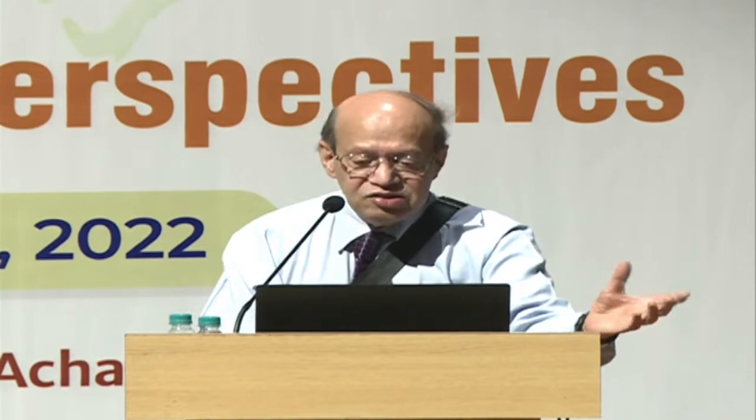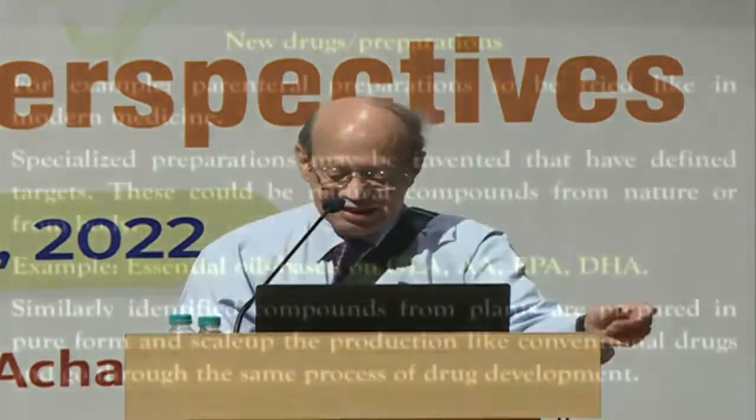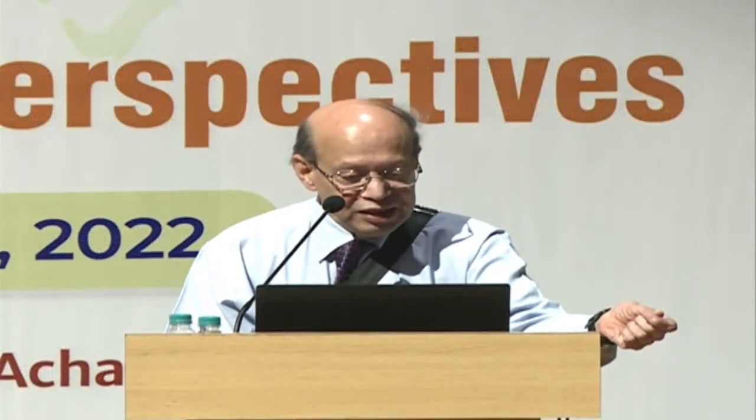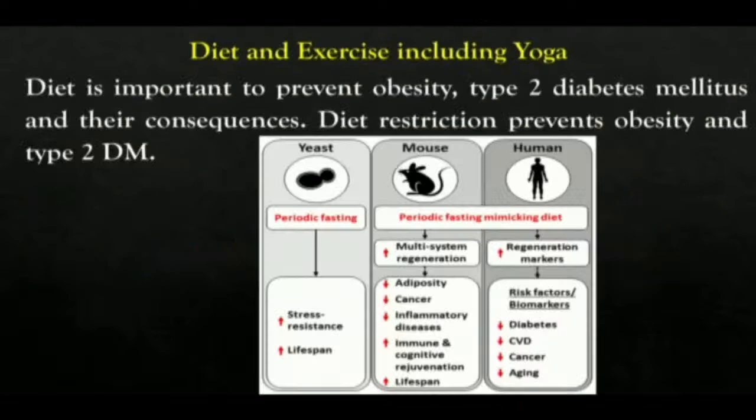So once all this data is done, you go to the FDA and say that we file what is called a new drug application. For example, we are now developing certain essential oils as drugs, and so we are going through all these things. Then the advice is to follow nature and mimic nature. Nature is nothing but our body. So that is how beta blockers and H2 blockers have been developed.